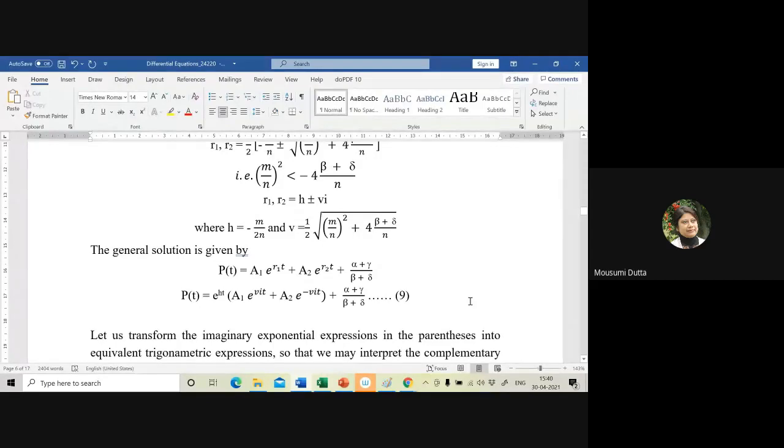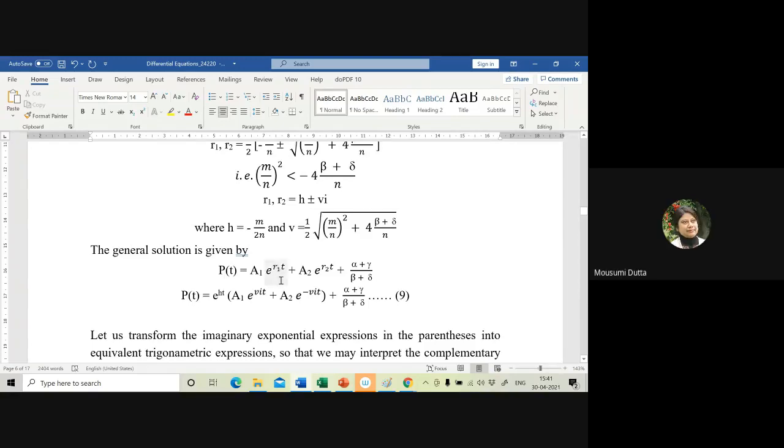Ma'am, could you just repeat this part once again? Equation number 9? Yes, ma'am. Okay. Last day we got this kind of structure for the time path of price. Any problem in the standard structure of the time path? No, ma'am. Okay. Now the possible values of roots are R1 equal to h plus vi and R2 equal to h minus vi. Is it clear? Yes, ma'am.